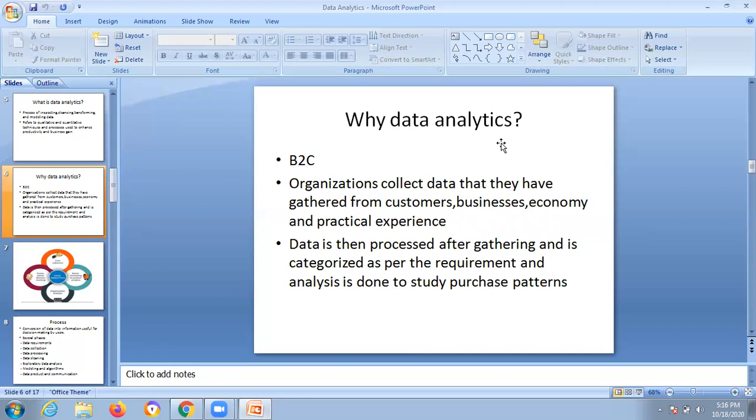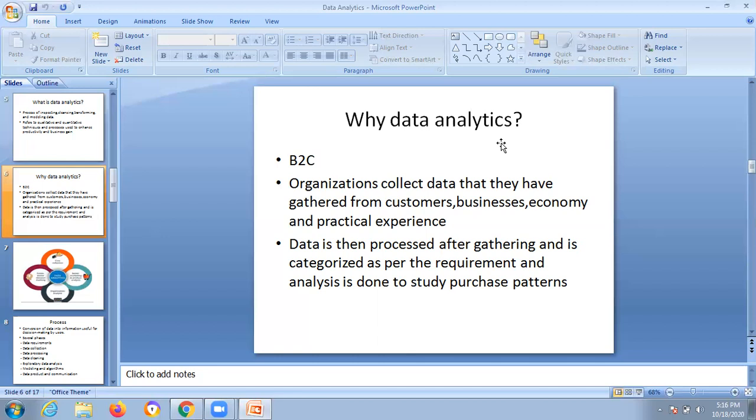And last one, you'll get practical experience in the marketing scenario. This all should be considered in data analytics. Every time you need to process the data. Without processing data, you cannot produce output also. If you process the data, then finally you need to categorize everything in some organized, sequential manner, and then analysis should be done to study purchase patterns.